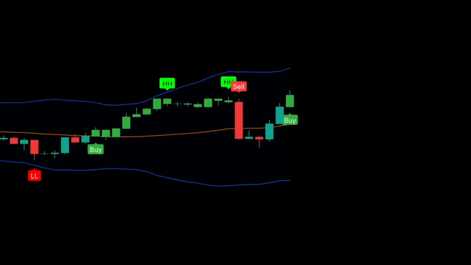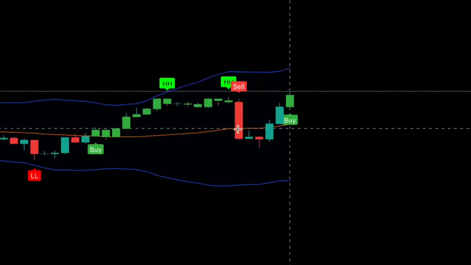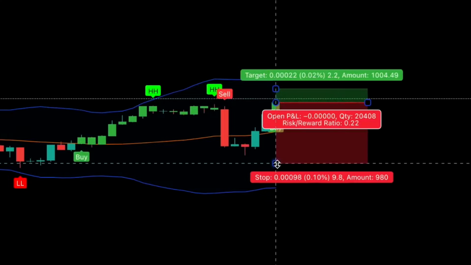For a buy signal, the UT Bot Alert must print a new buy signal, the price action must break above the most recent higher high, and the candlestick must close above the baseline without exceeding the upper band. Set your stop loss at the recent swing low and adjust as you would with a sell trade.